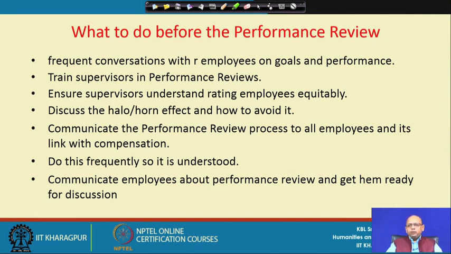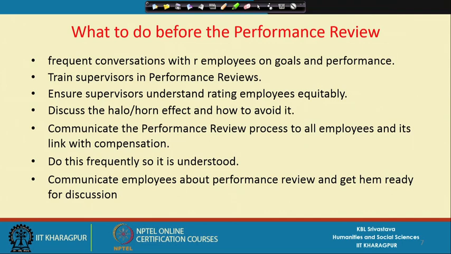Ensure that they are not affected by the halo or horn effect. It means that they are not only looking at the positive traits or only the negative traits, but at both. Make sure that you communicate that the review is going to happen for all the employees, and it will be linked with the compensation. It means everybody will be reviewed for their performance irrespective of their level in the organization. Whatever decisions are taken will happen only on the basis of this performance review, and try to do it as frequently as possible, so that you can understand which factors are affecting or not affecting performance.